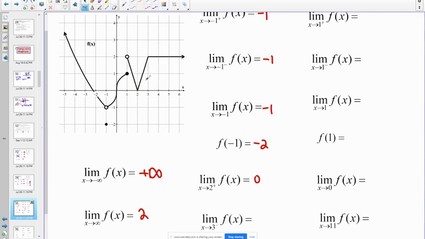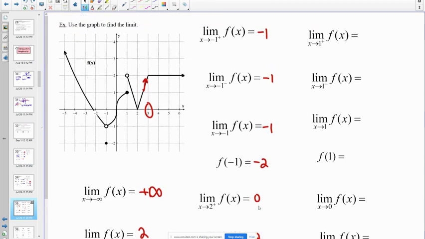Okay, what about from 3 from the left? As x approaches, here's your 3. From the left, what y value am I approaching? That answer is 2.